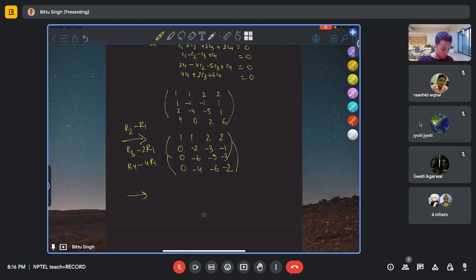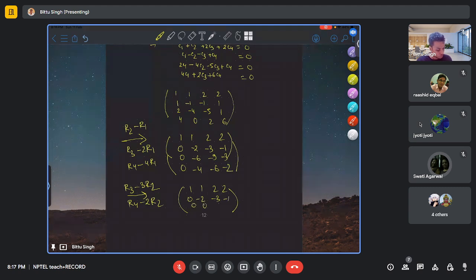Now again we'll perform the row operations, but instead of doing anything, you can see that the third and fourth rows are linear combinations of the second row. R3 minus 3 R1 and R4 minus 2 R2. If you subtract the R2 rows, it will give 1 1 2 2, 0 minus 2 minus 3 minus 1, and now 0 0 0 0.